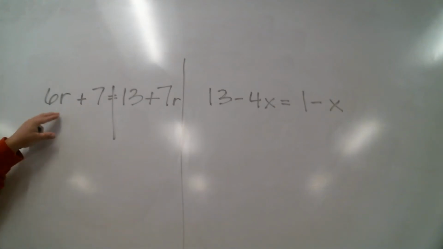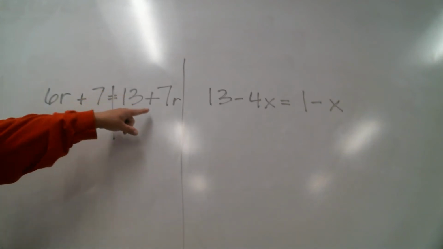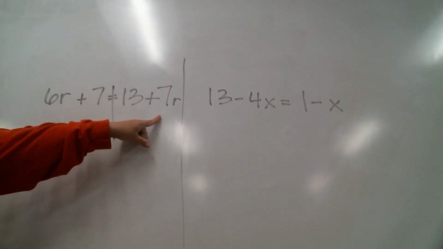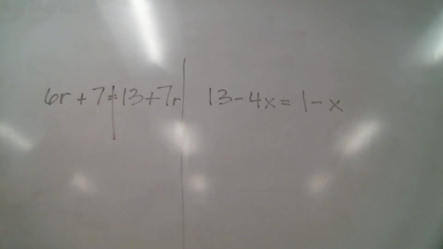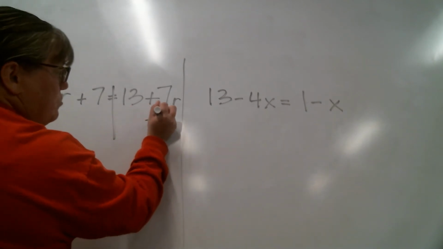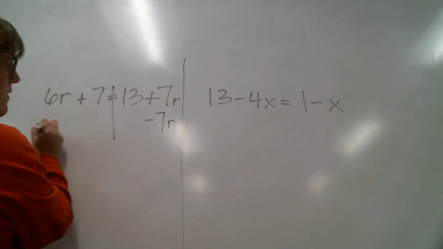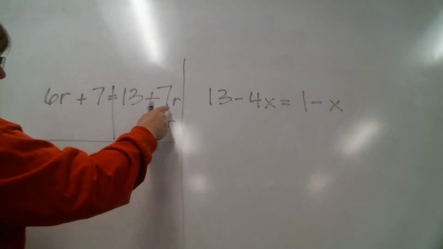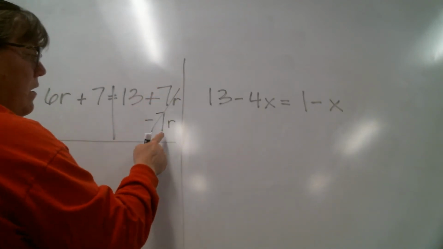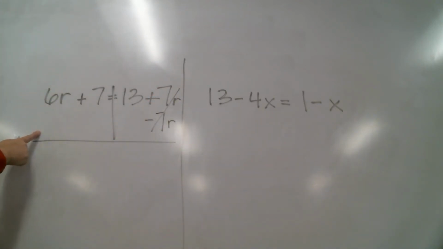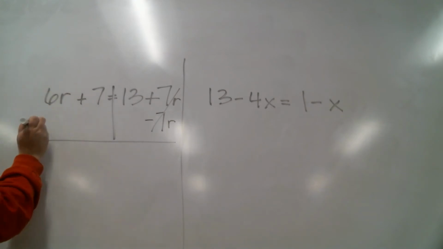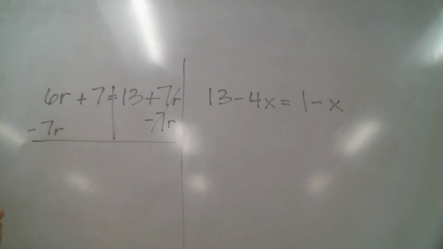Generally, I know you guys like to see the variable in front, the variable on the left side. So let's move this from here. So positive 7r, we can remove that by subtracting 7r. Okay, 7r minus 7r cancels out. But I'm also going to have to subtract 7r from over here, and I have to do it in line with the r. I have to keep it with its like term. So 6r minus 7r would be negative 1r.